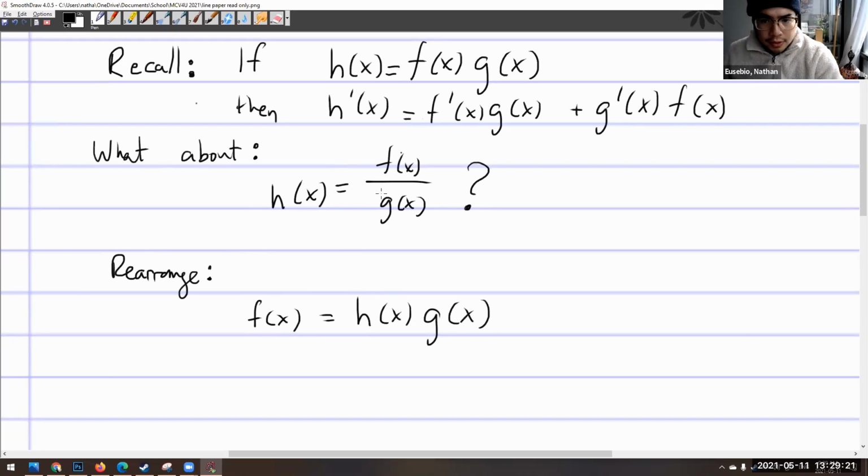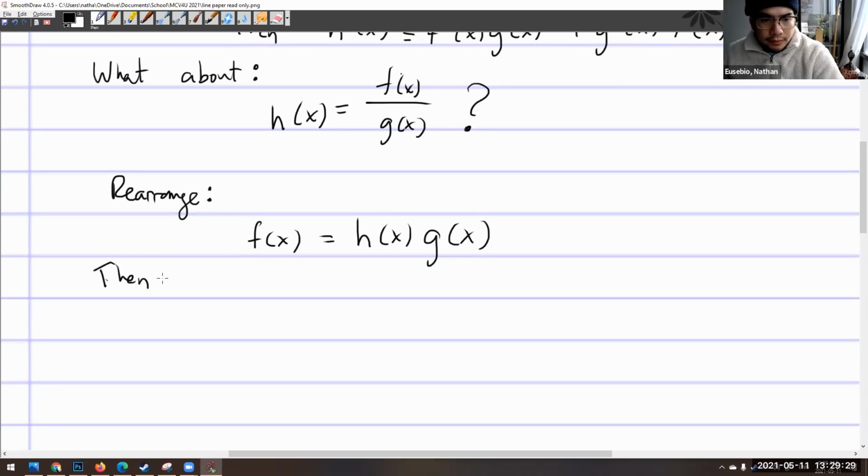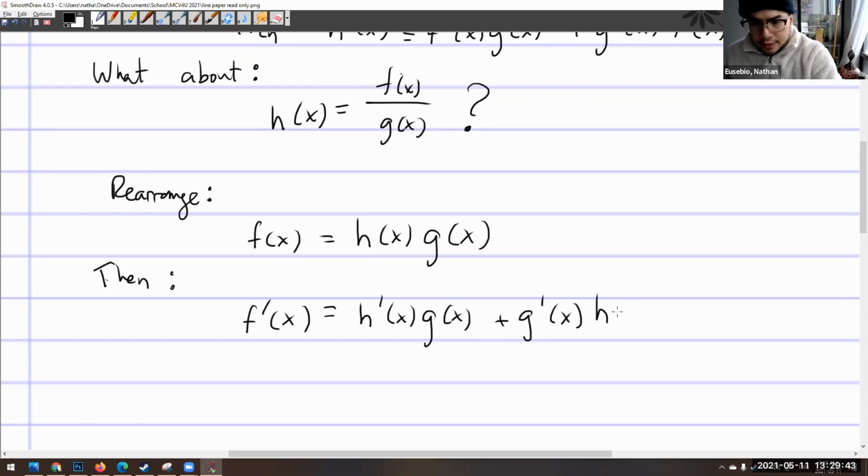So let's rearrange it. I'm gonna multiply both sides by g of x. So it's f of x equals h of x, g of x. Then using the product rule to take the derivative, we have f prime of x equals h prime of x, g of x plus g prime of x, h of x.